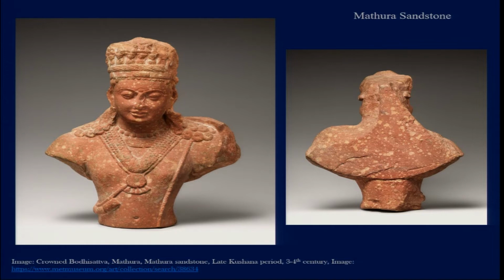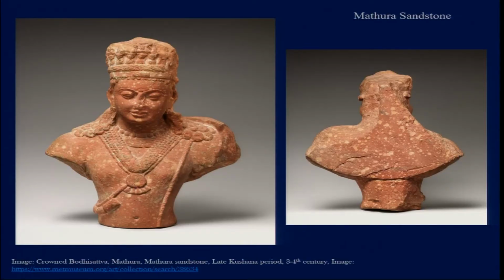So here we have examples of Mathura sandstone. Mathura sandstone is perhaps one of the most celebrated stones that we find in the Indian subcontinent, and as early as the Kushana time period, we find it had been used profusely for making different kinds of sculptures, and sometimes also for making architectural structures. So here we have the image of a crowned bodhisattva.